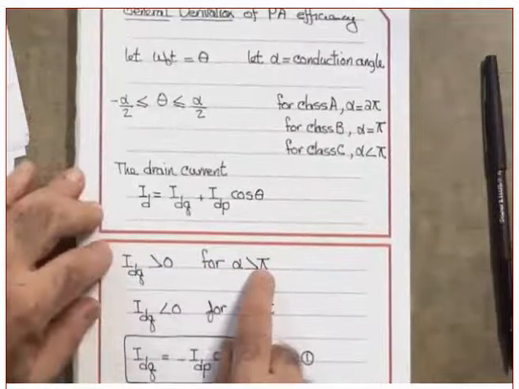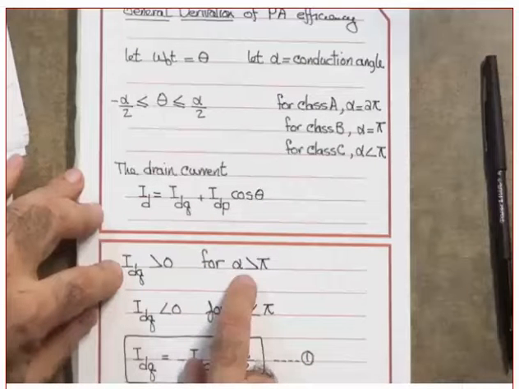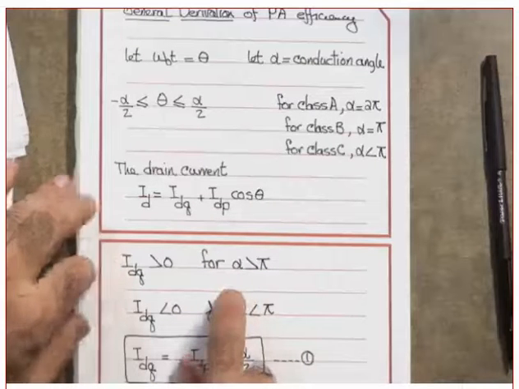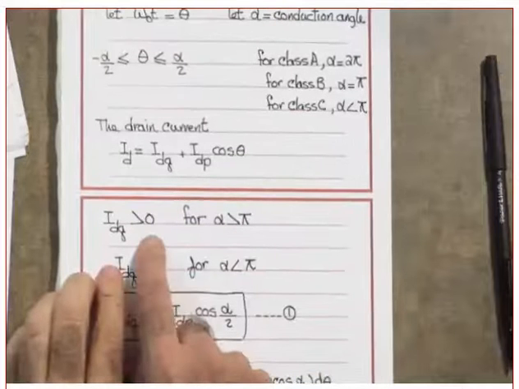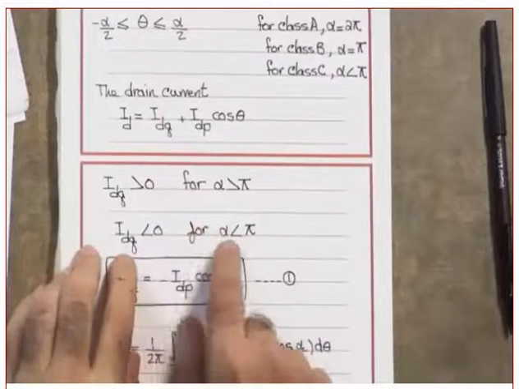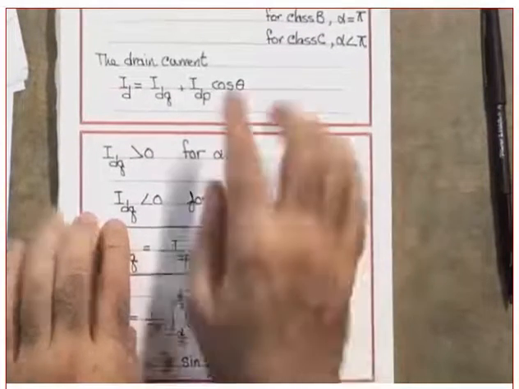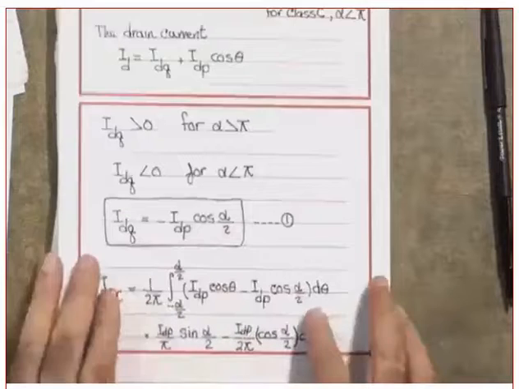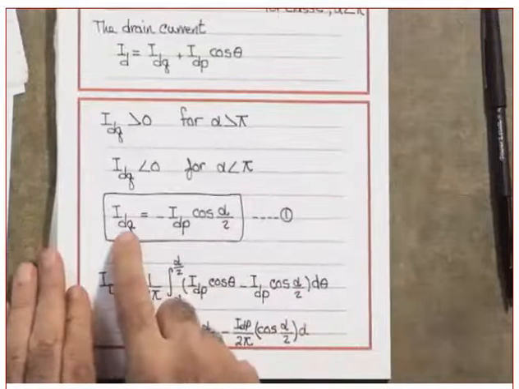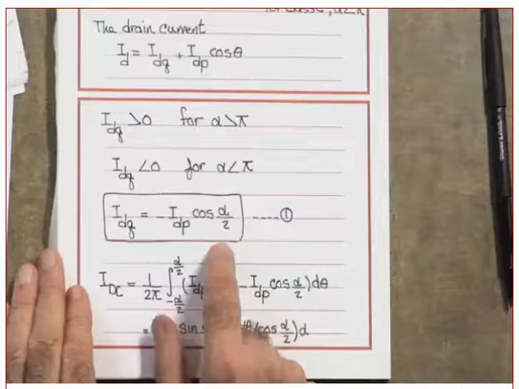Now, for alpha greater than pi, what is the IDQ? Positive. Which case is this? When alpha is greater than pi, it's the case of anything above B, which means AB all the way to A. IDQ is positive. For alpha less than pi, IDQ is negative. For alpha equal to pi, IDQ equals 0. From these results, I get IDQ equal to minus IDP cosine alpha over 2.